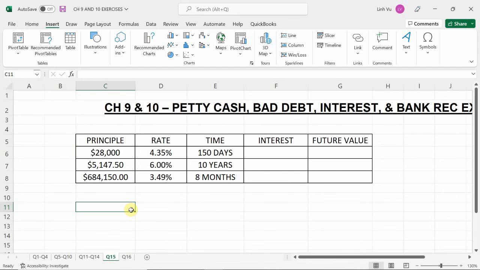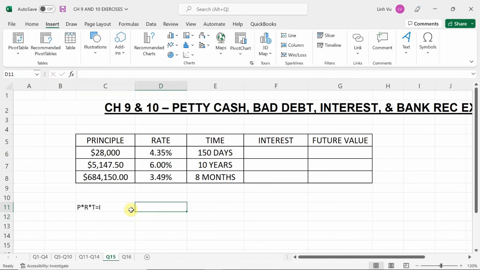So in this case, I'm going to have a table just like this. Let's go ahead and practice the simple interest and the future value. What's the formula for simple interest? Because we need to make sure that we plug in our numbers correctly. To solve for simple interest, it's principal times rate times time equals interest, okay?